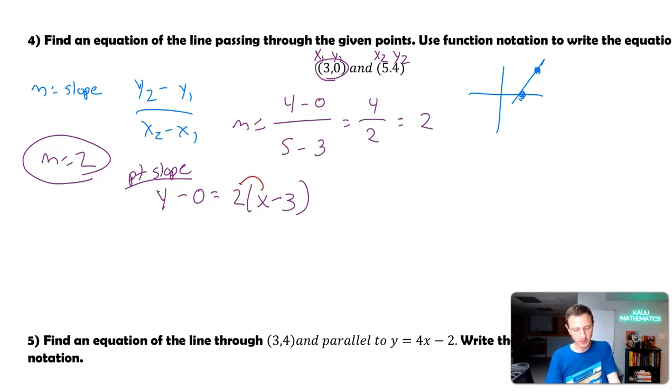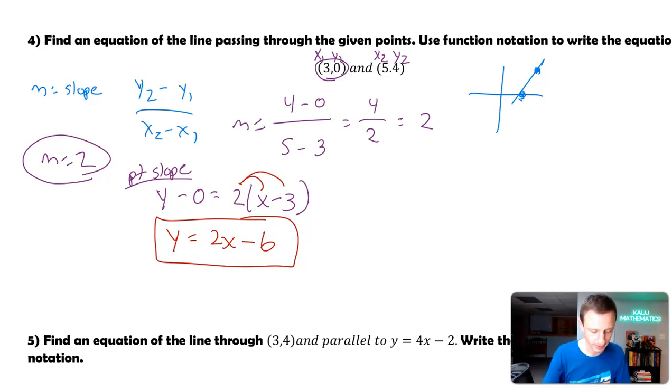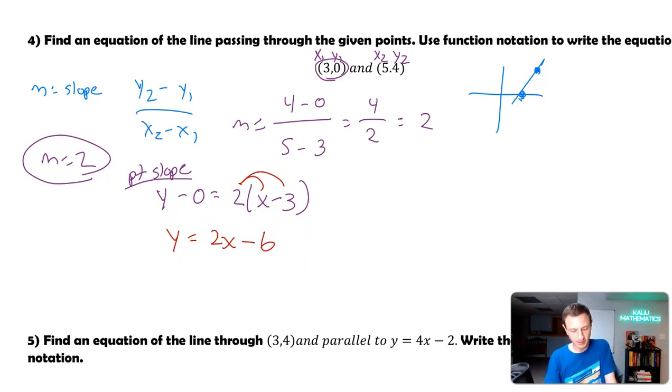And then just solve real fast. So distribute the 2. y minus 0 is y equals 2 times x is 2x. 2 times negative 3 is negative 6. So y equals 2x minus 6. And then, probably shouldn't have boxed that up because I have to change it back to function notation. So f of x equals 2x minus 6.